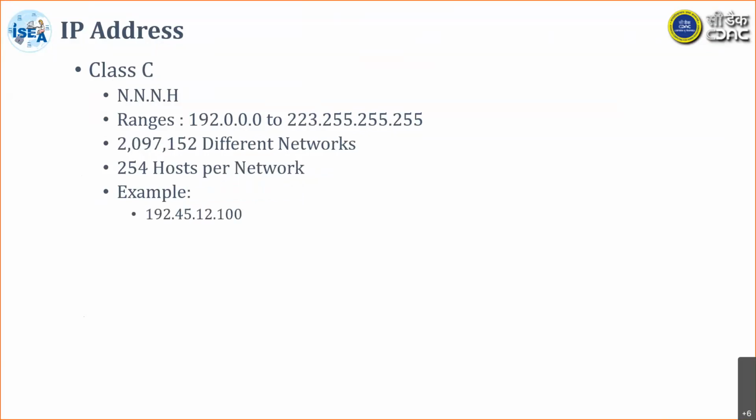Class C is used in smaller organizations where we have 3 network octets and 1 host octet, and it ranges from 192.0.0.0 to 223.255.255.255. Here, per network, we have only 254 hosts. So that is the limitation of the class C network.